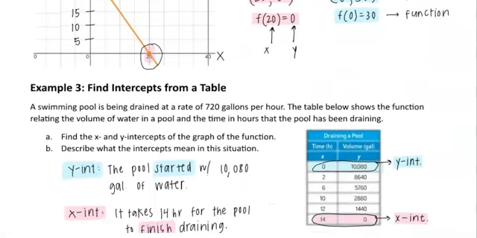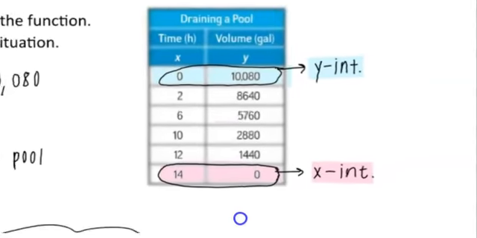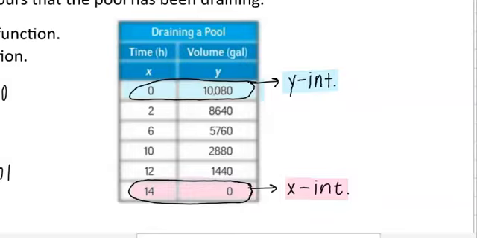What if we were trying to find intercepts on a table? Let's take a look at this example. It says a swimming pool is being drained at a rate of 720 gallons per hour. The table below shows the function relating the volume of water in a pool and the time in hours that the pool has been draining. We want to find the intercepts of the function. If you're looking at this table, you'll notice first that there's 2 zeros on here. Remember, when x is 0, that's the y-intercept. When y is 0, that's the x-intercept.